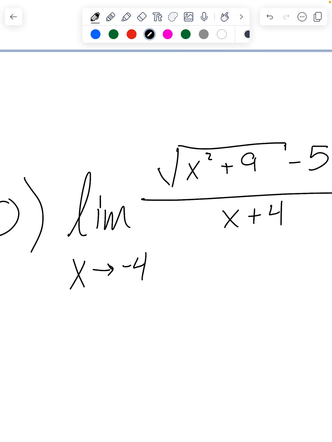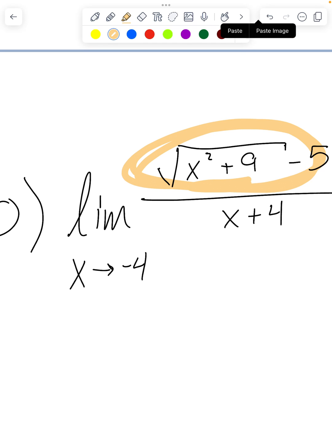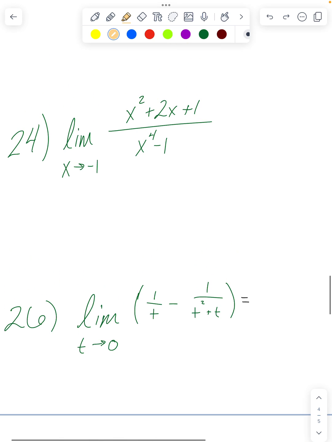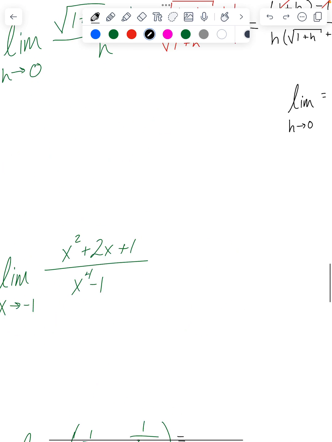So anytime you see something that is of this structure, something minus a number, some square root, some squared, something minus a number, try multiplying by the conjugate of that thing, because you're probably going to use that to get out of that jam.